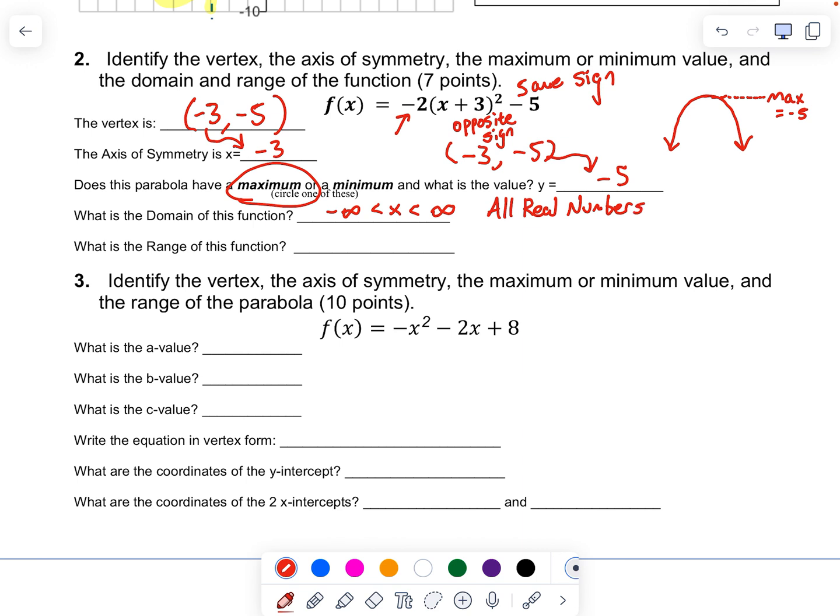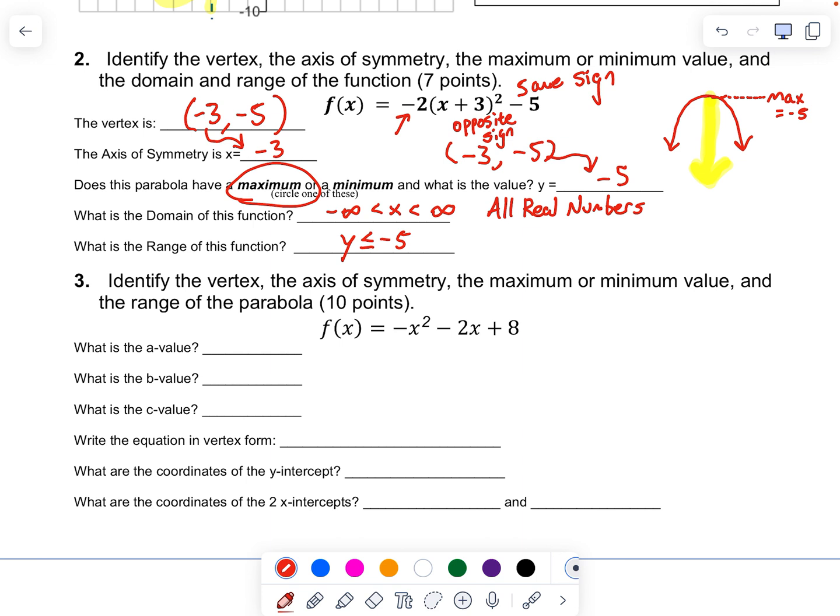And the range. Notice that our parabola goes as high as -5, right? As high as -5. So all our y values need to be lower than that -5. And that's exactly what I'm going to write. Our y values need to be smaller than or equal to -5. Okay, moving on to question number 3.